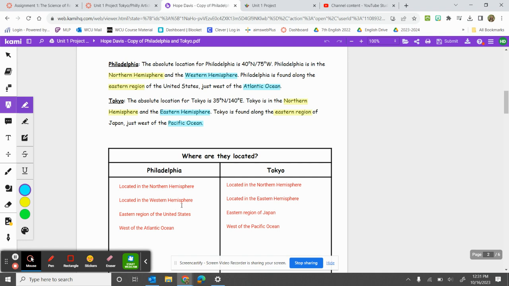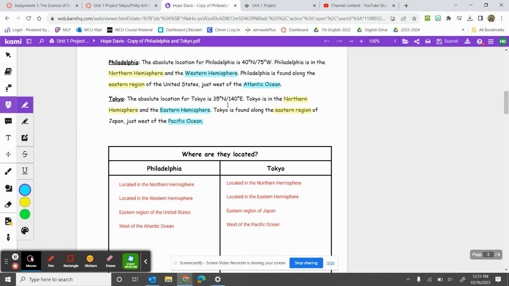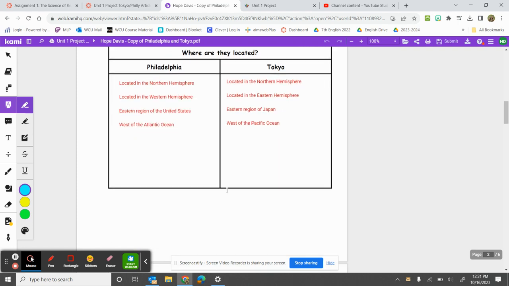So you want to make sure that you're taking notes the best that you can. Like I said, these are very location based, so it's kind of hard to summarize these in your own words, and that's okay. So let's take a look at the next example.